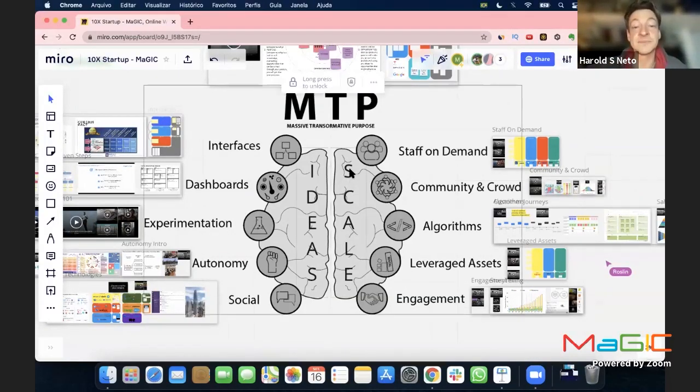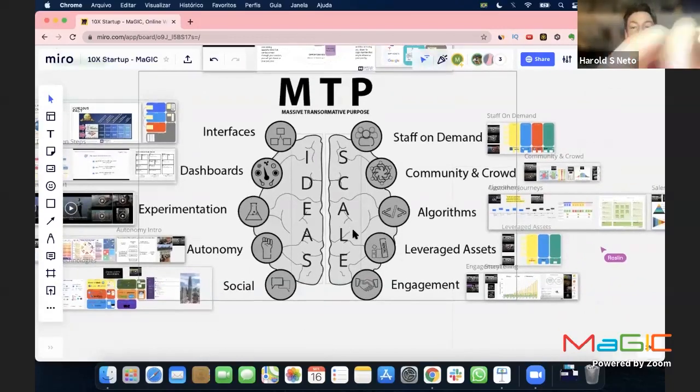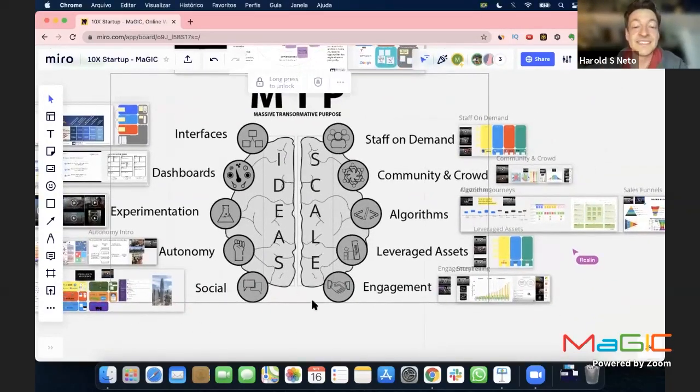And what is the concept? This SCALE acronym, and we're going to be using this part of the platform. The SCALE attributes are related to how you connect with your customers.